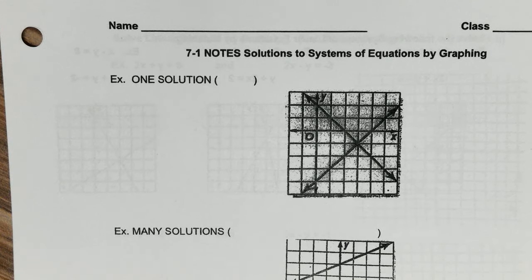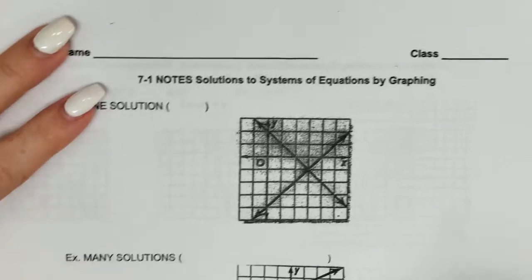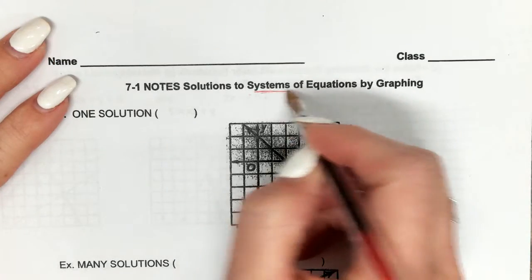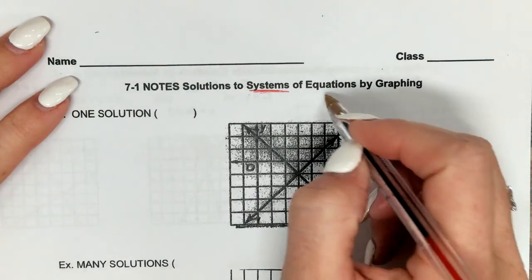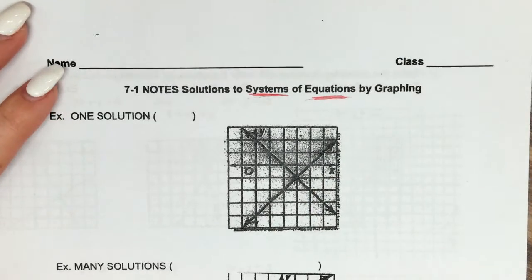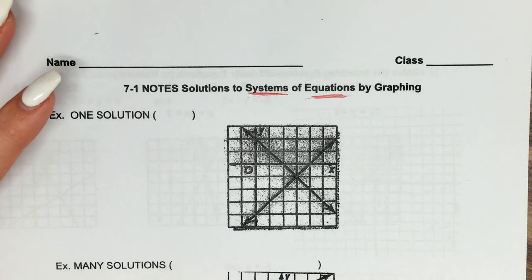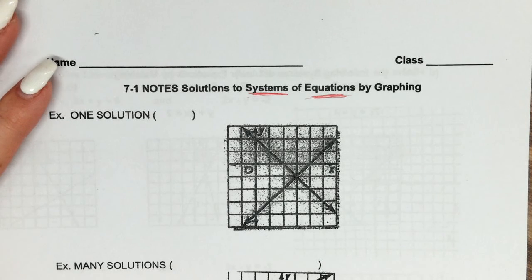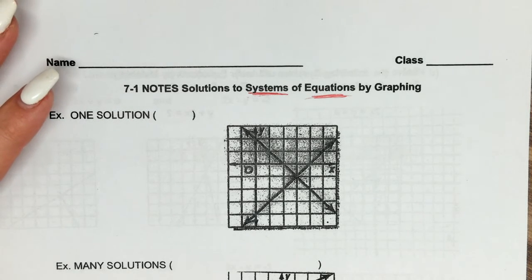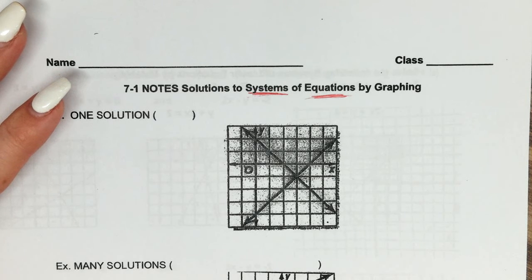Today we're starting chapter 7, which is over systems of equations. If you look at this word, systems is plural, and equations is plural. So instead of having one equation, you're going to have multiple, at least two. And what you need to understand is that the solution to a system of equations is where the lines intersect.